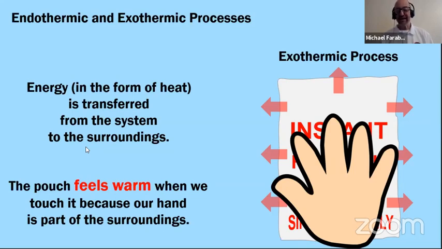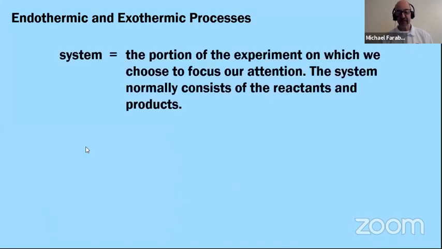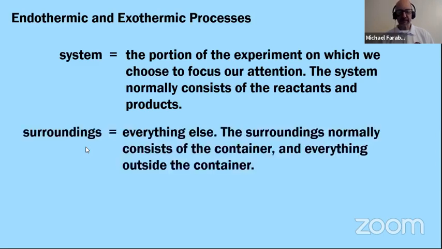For endothermic and exothermic processes, let's also define the system and the surroundings. So we define the system as the portion of the experiment on which we choose to focus our attention, which is normally the reactants and the products. For a chemical change, or even for a physical change, it would be the chemicals that are changing, combining, dissolving, melting, things like that. And the surroundings are everything else, the container and everything outside.